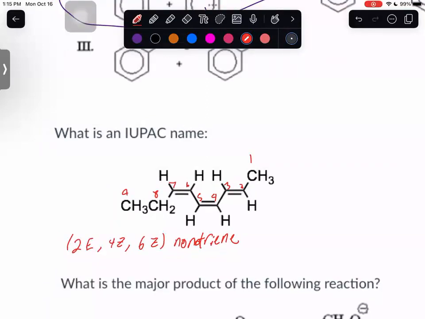Can I draw a molecule and we try to name it? Sure, yeah, please. Okay, let me see if I can do what is in here.